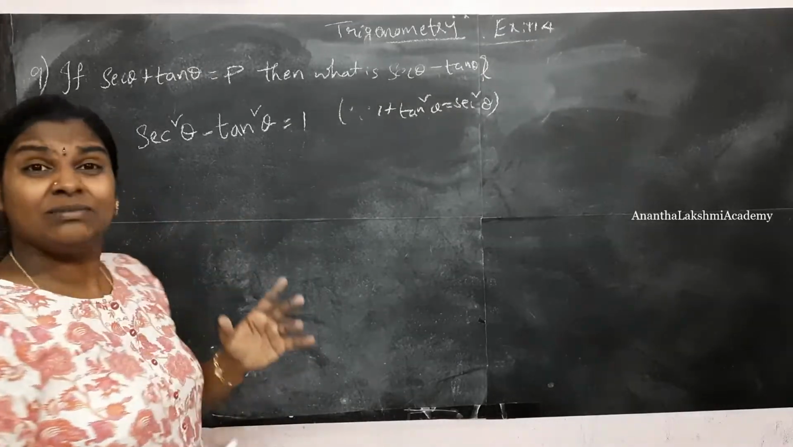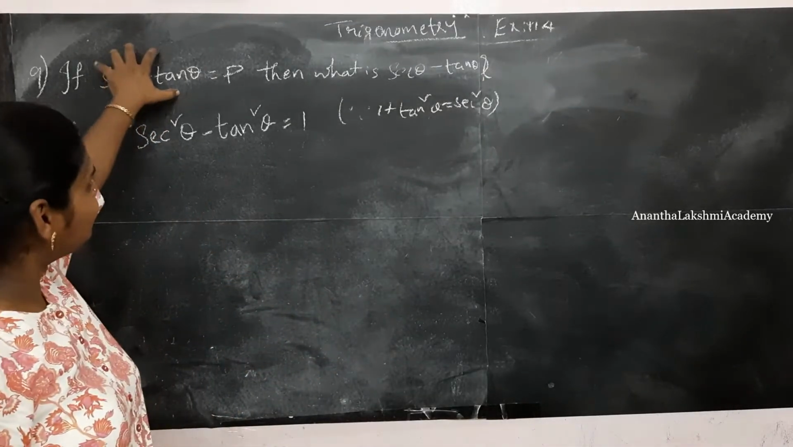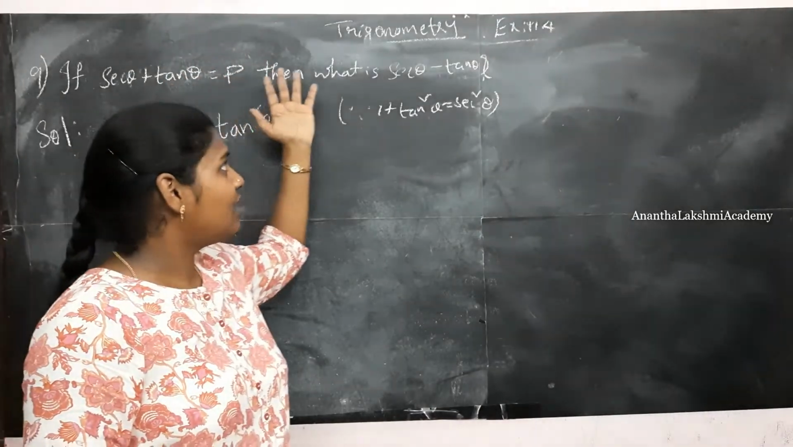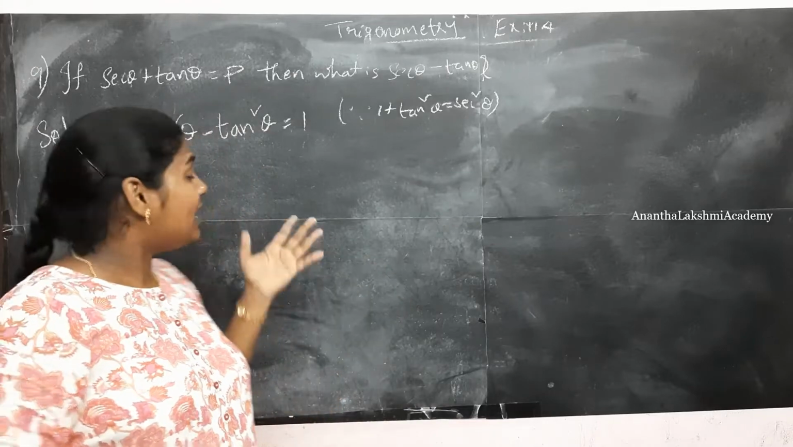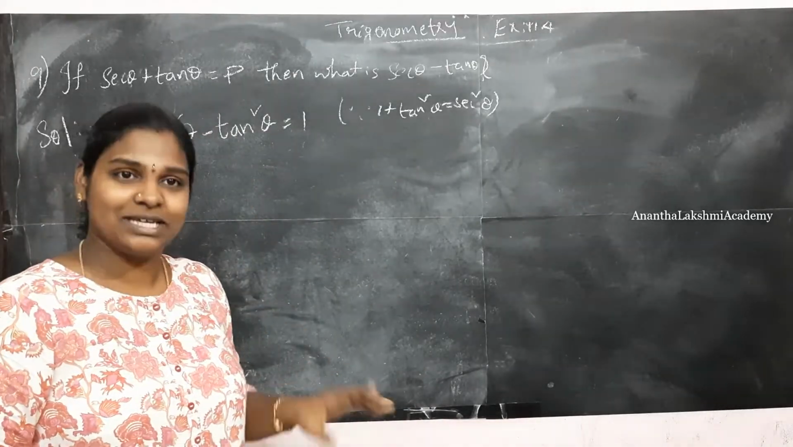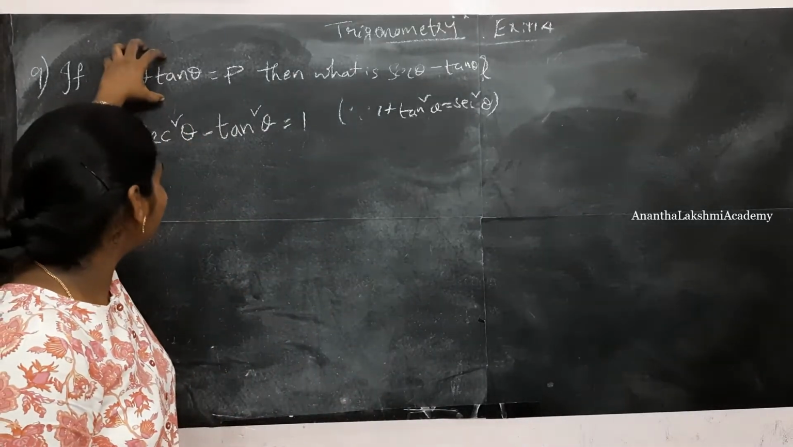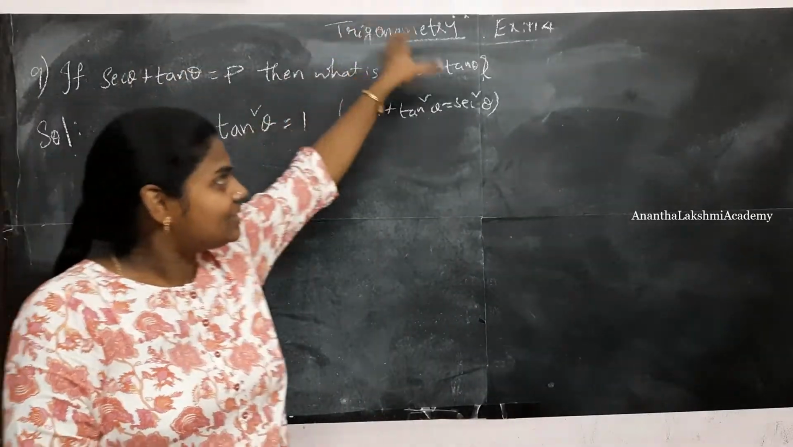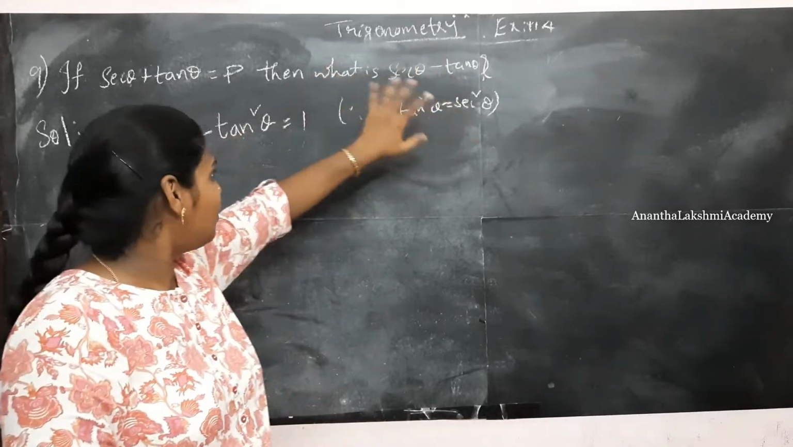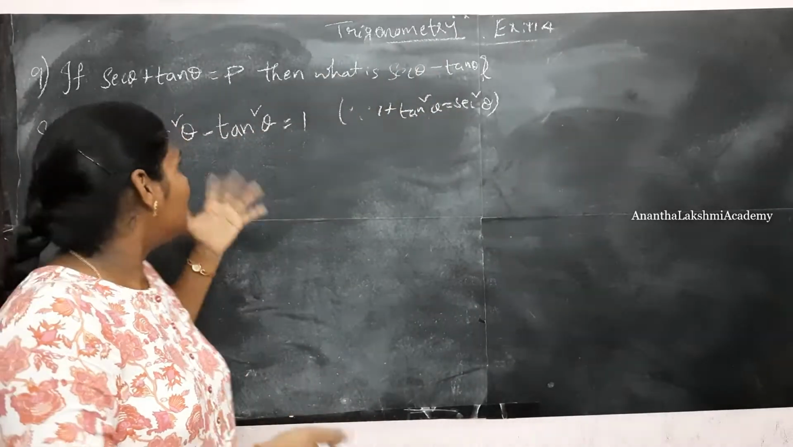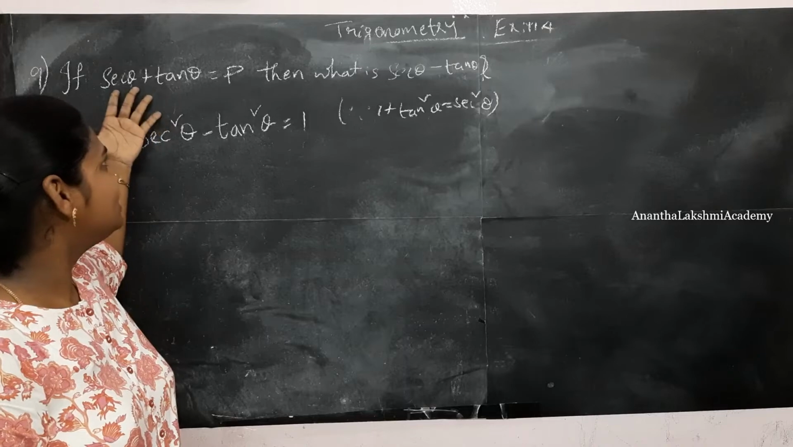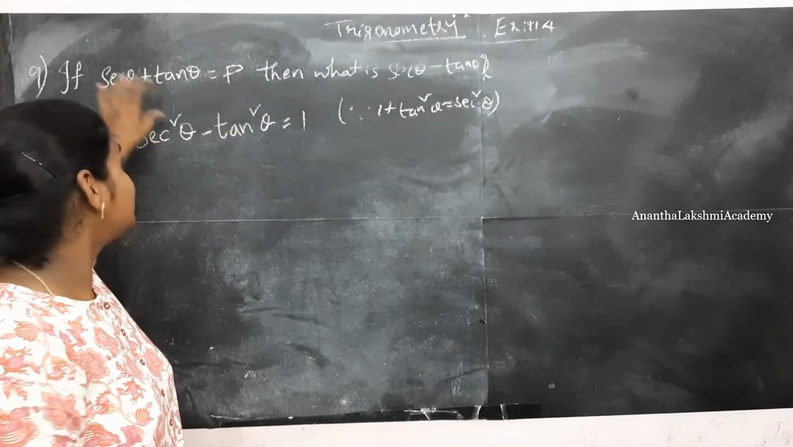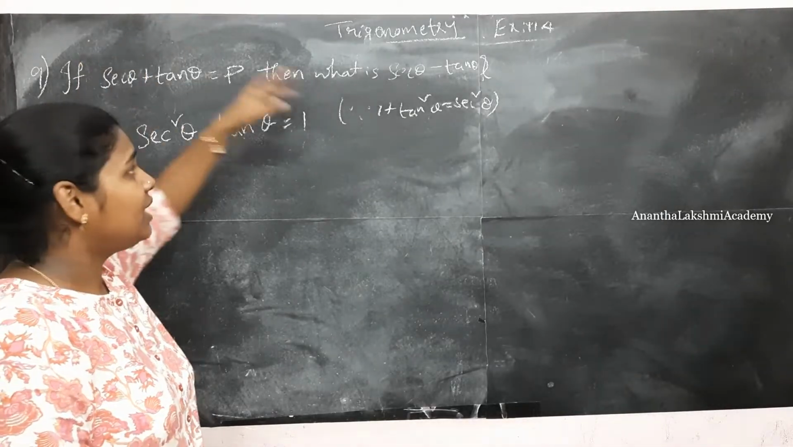So now the question comes up. Here they are asking us, if secant theta plus tan theta is P, what is secant theta minus tan theta? Why are we getting this identity into this? Because they have given you something and they are asking you to figure out the other way around of it. So how can I solve this? What can I do with secant theta plus tan theta is equal to P? Even if I substitute and simplify the trigonometric ratios, I couldn't get this value.